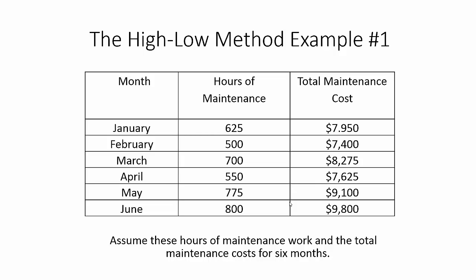The very first thing we do with the high-low method is to find the high and low data points based upon activity. Here we find the low is in February and the high is in June. We're only going to use those two data points in our analysis, so we're going to ignore the rest of the data for this method.